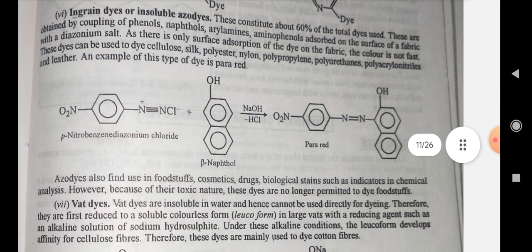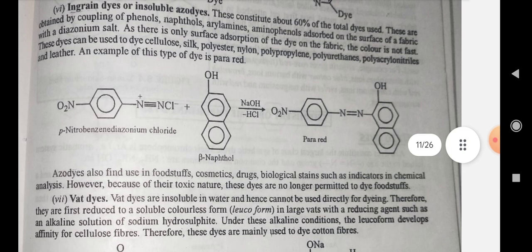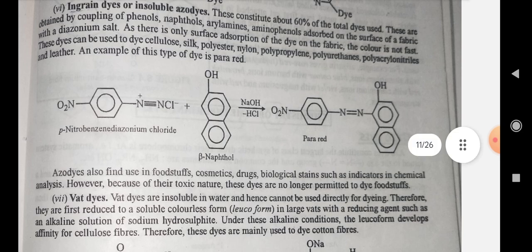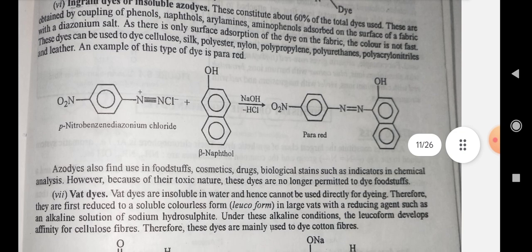Ingrain dyes or insoluble azo dyes. These constitute about 60% of total dyes used. These are obtained by coupling of phenol, naphthols, arylamines, aminophenols absorbed on the surface of a fabric with a diazonium salt. As there is only surface absorption of the dye on the fabric, the color is not fast.